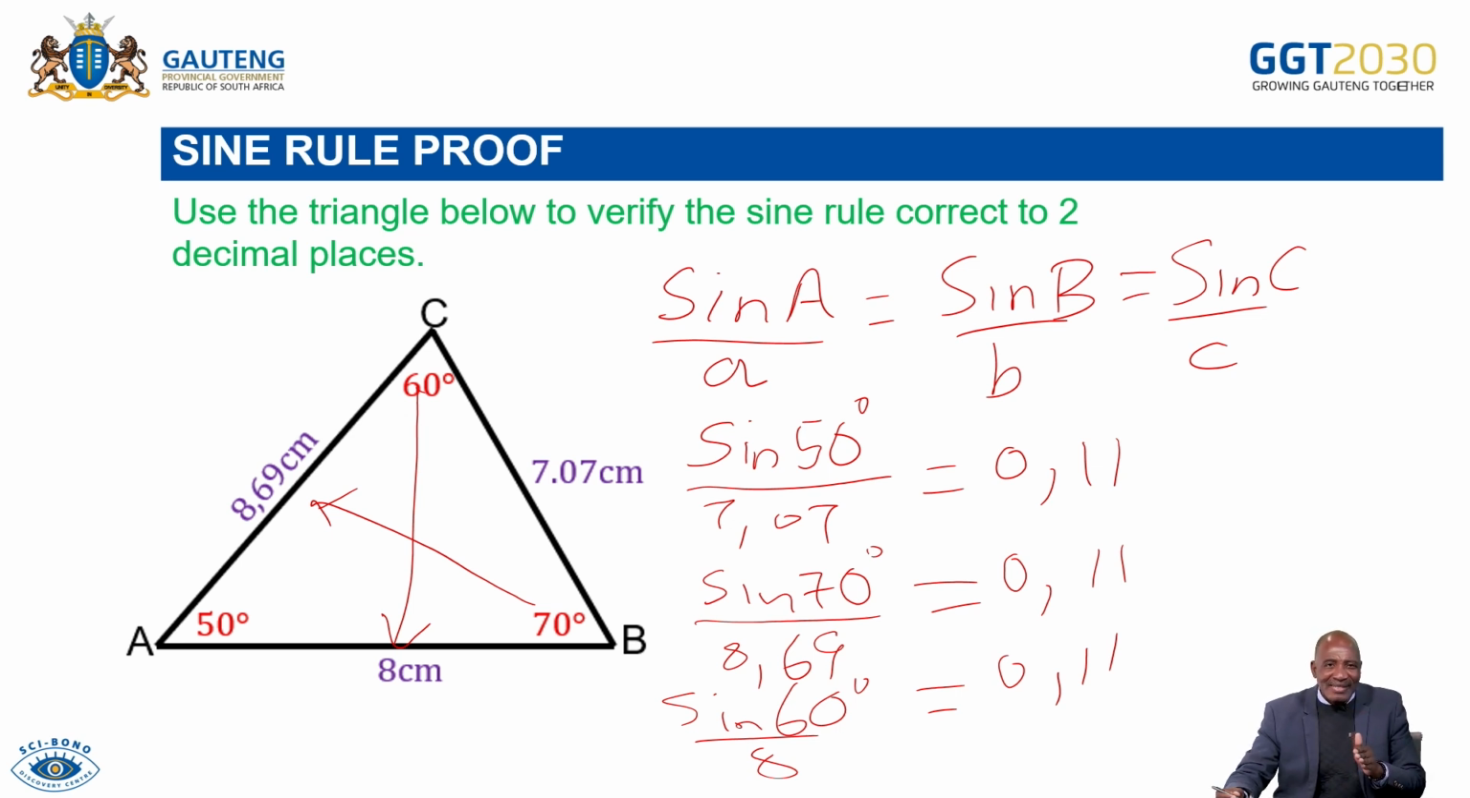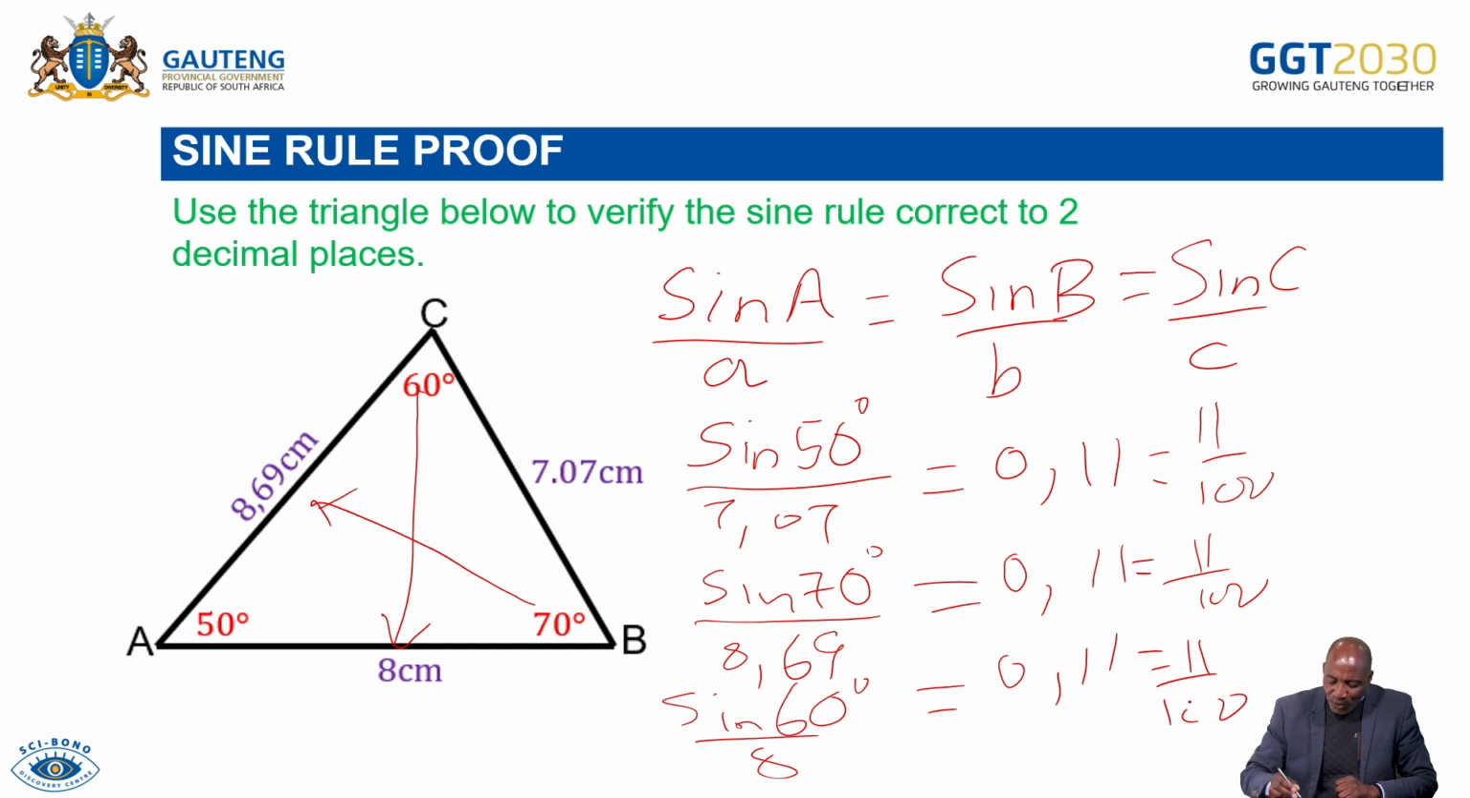So what I'm realizing is that in any triangle, if that triangle has been correctly drawn to accuracy, the sine of an angle divided by its corresponding side, for all 3 angles, the ratios will always be the same. As a fraction, I can say 11 over 100. All of them are giving me 11 over 100. Sine A over small a, sine B divided by small b, and so on up to sine C divided by small c. They all yield the same result.